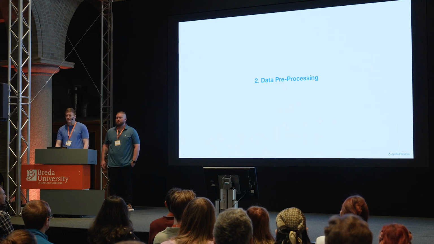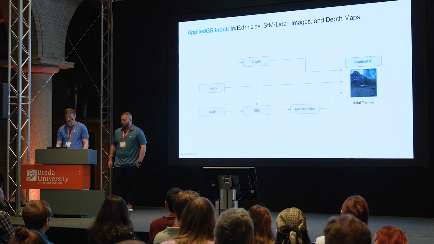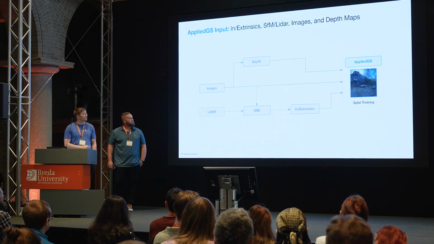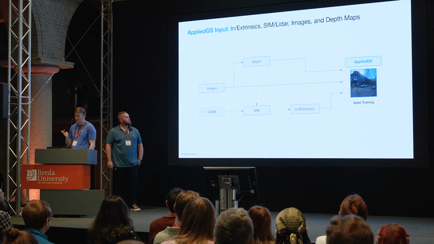Once we have captured our data, images, LiDAR, other sensor models, we need to pre-process it because we can't just push it into a trainer that we've built for creating Gaussian splats. We need to prepare it first. Here we see some of the data sources that actually go into AppliedGS, which is the trainer that we use to generate these Gaussian splats.